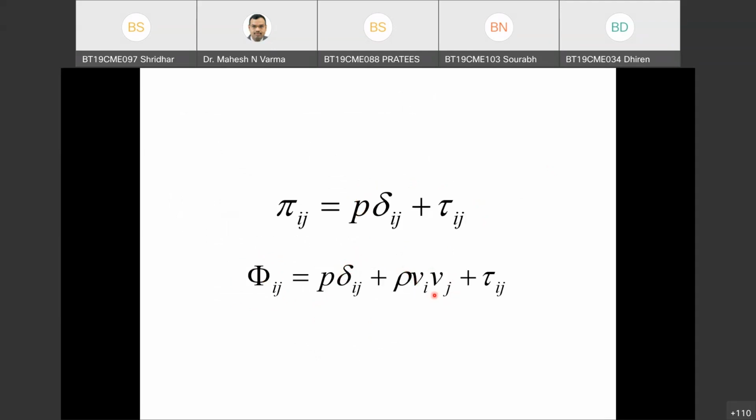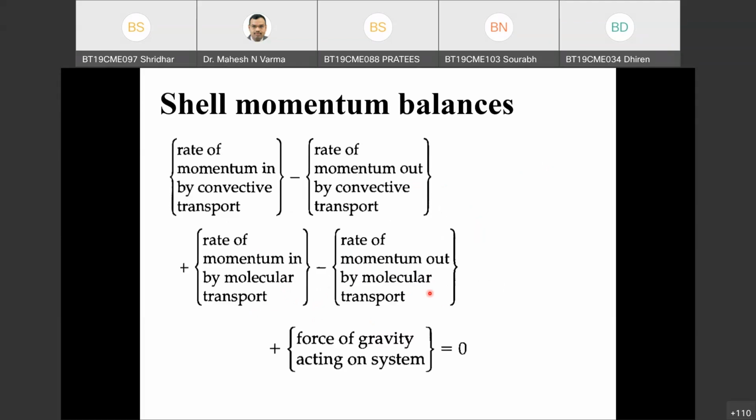Why are we discussing flux? Because we will be using fluxes to get the rate. To get the rate, we need flux. So flux information is very, very important. So how do we get the rate from flux?